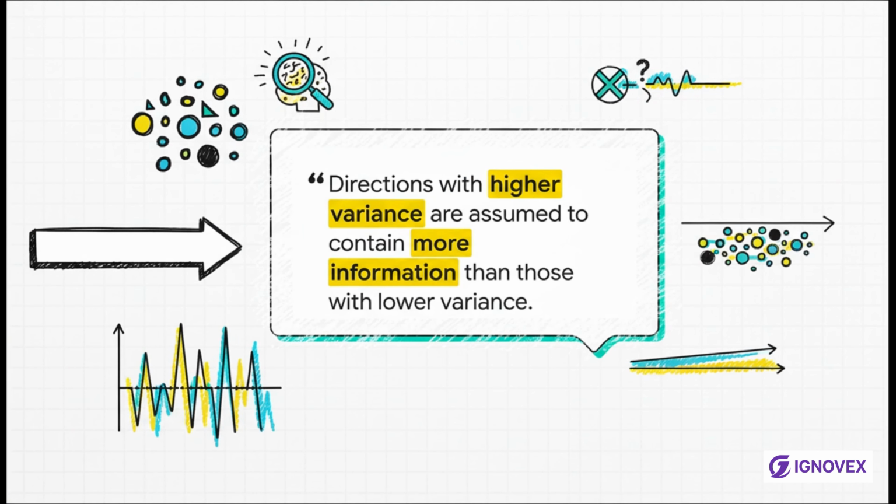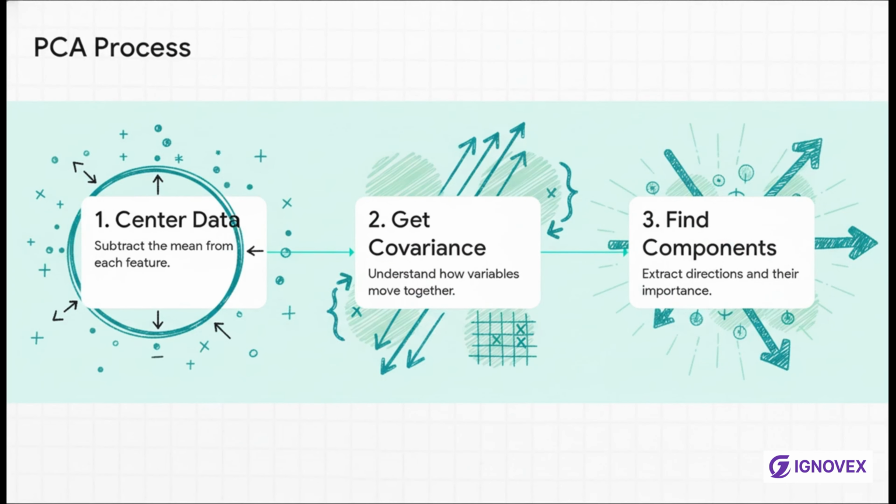Okay, so this is the single most important idea to get. PCA basically makes one big assumption. It says variance equals information. So wherever your data is most spread out, that's where PCA thinks the most interesting action is happening. Those directions where the data's all bunched up and has low variance, it sees those as less important, maybe even just noise.